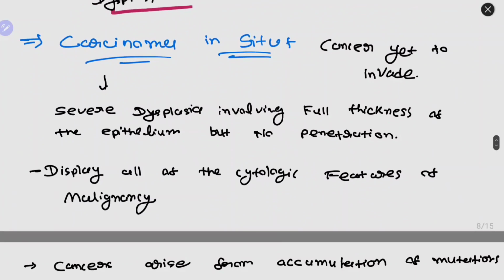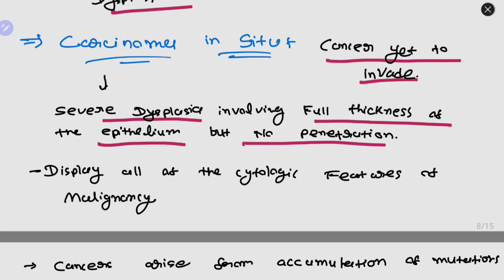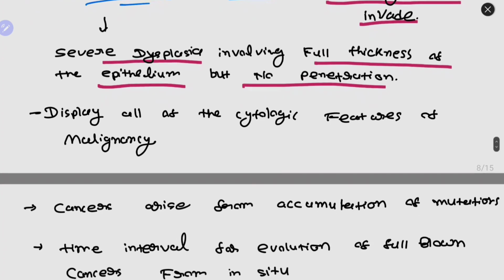The third thing we need to know is carcinoma in situ. What is literally meant? Cancer that has yet to invade. Carcinoma in situ is severe dysplasia involving the full thickness of the epithelium but with no penetration. There is severe dysplasia that we can tell could be cancer, malignancy, but it hasn't invaded yet. This displays all the cytologic features of malignancy.